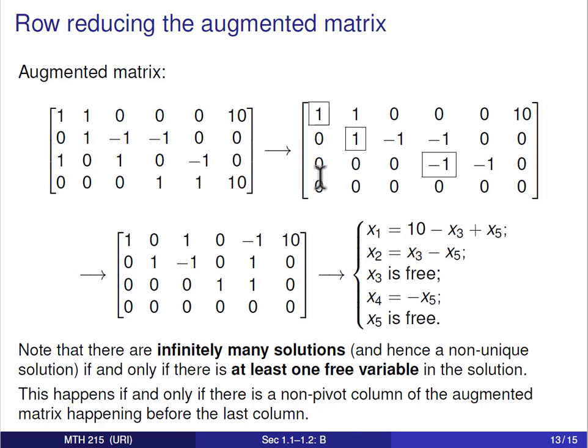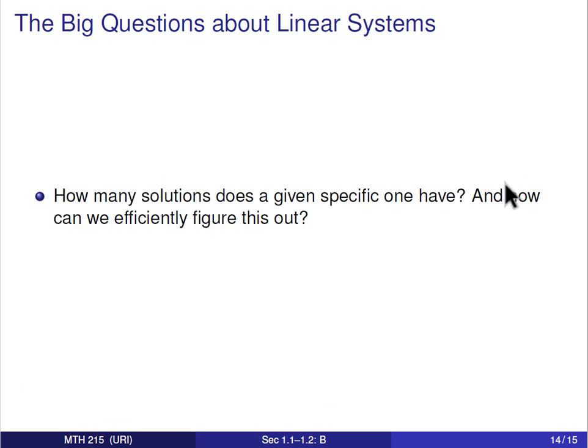Now, because every column is either a pivot column or not a pivot column, if the system is consistent, you'll have either a unique solution or a non-unique solution. In other words, you'll have exactly one solution or you'll have infinitely many solutions. So that is our answer. How many solutions does a specific given linear system have? The answer is either 0 or 1 or infinitely many solutions.